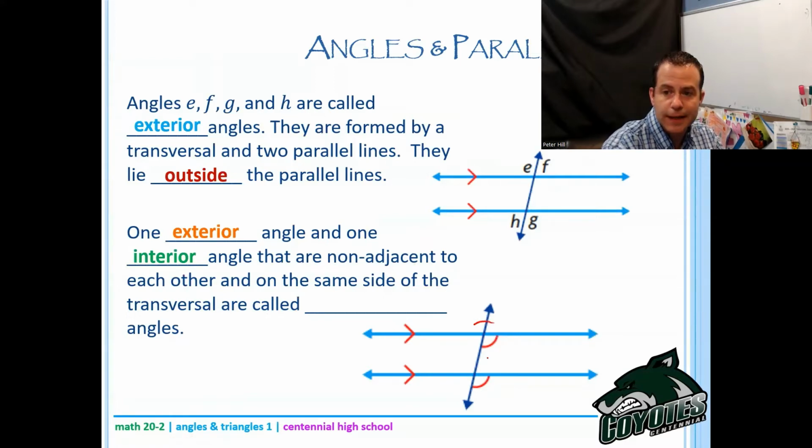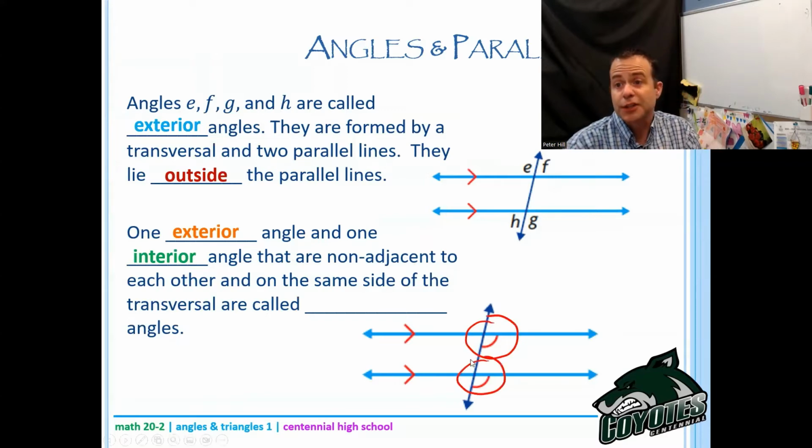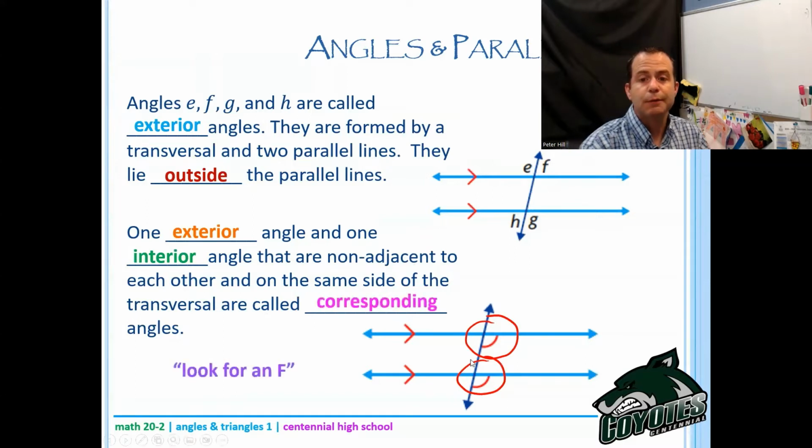Okay, both of these angles are in the bottom right of the intersection. That's what we're saying when we say non-adjacent to each other and on the same side of the transversal. So those are called corresponding angles, and we look for an F. So we'd be looking at something like this, for the F. Everybody see that F there?